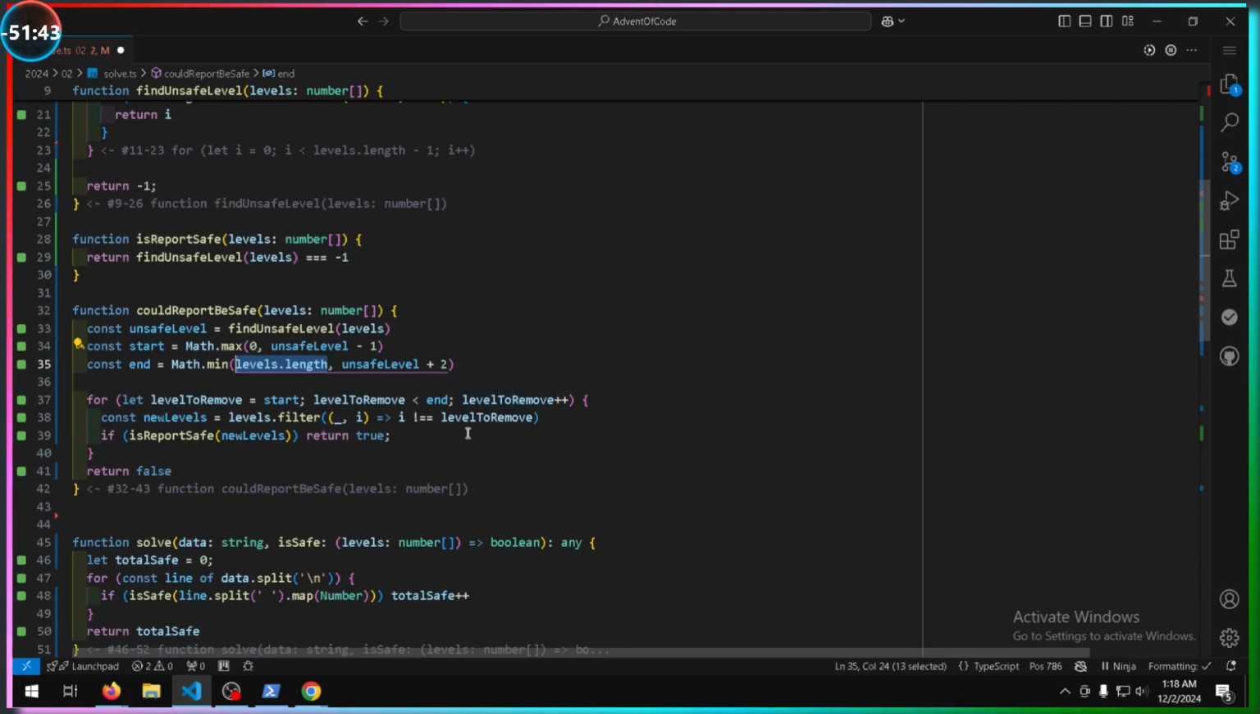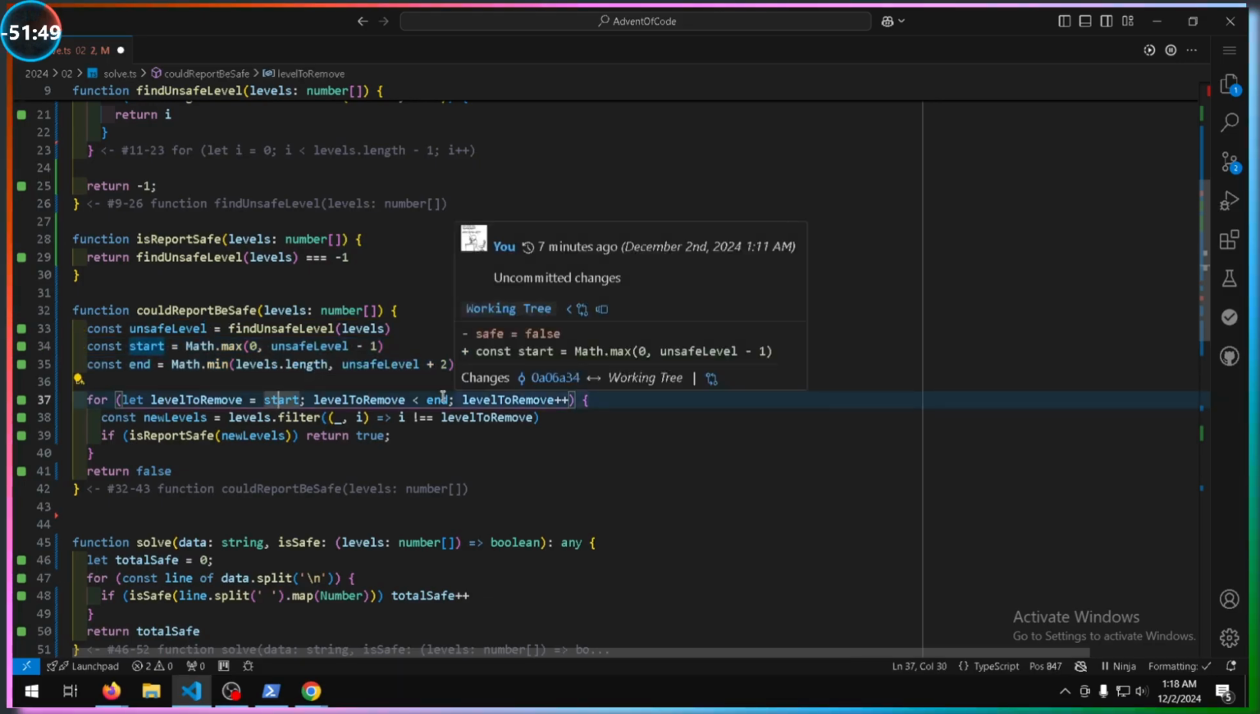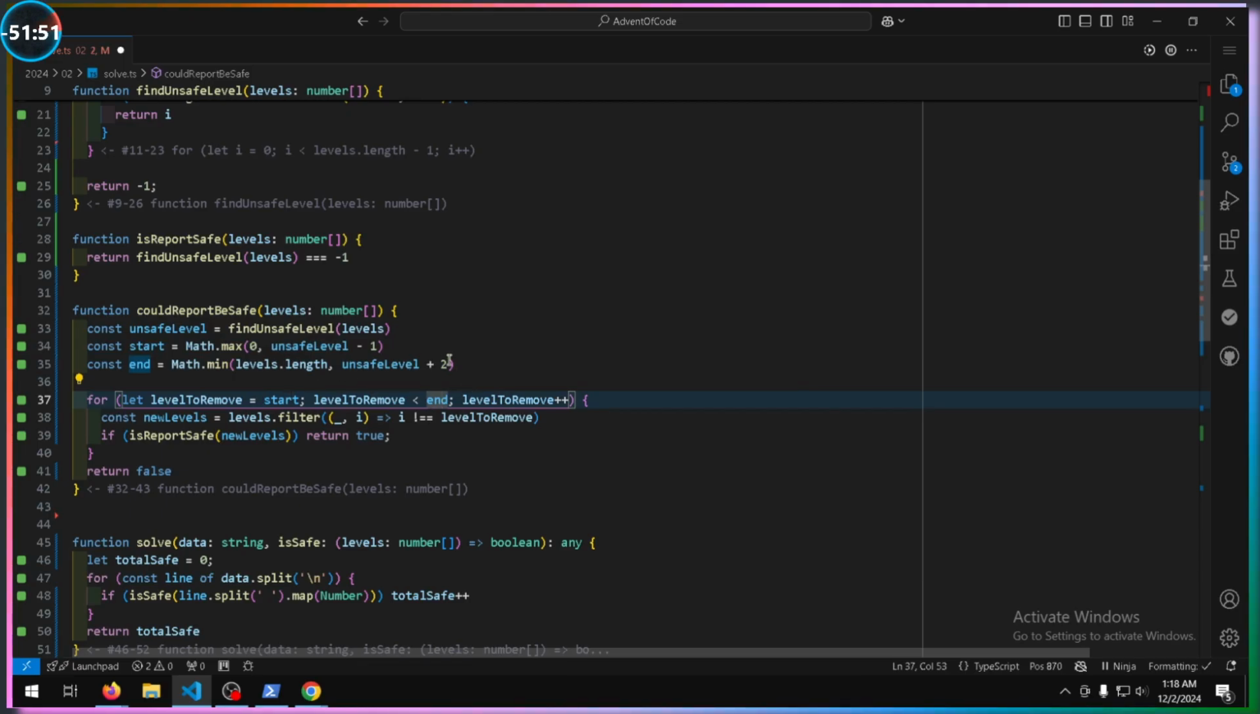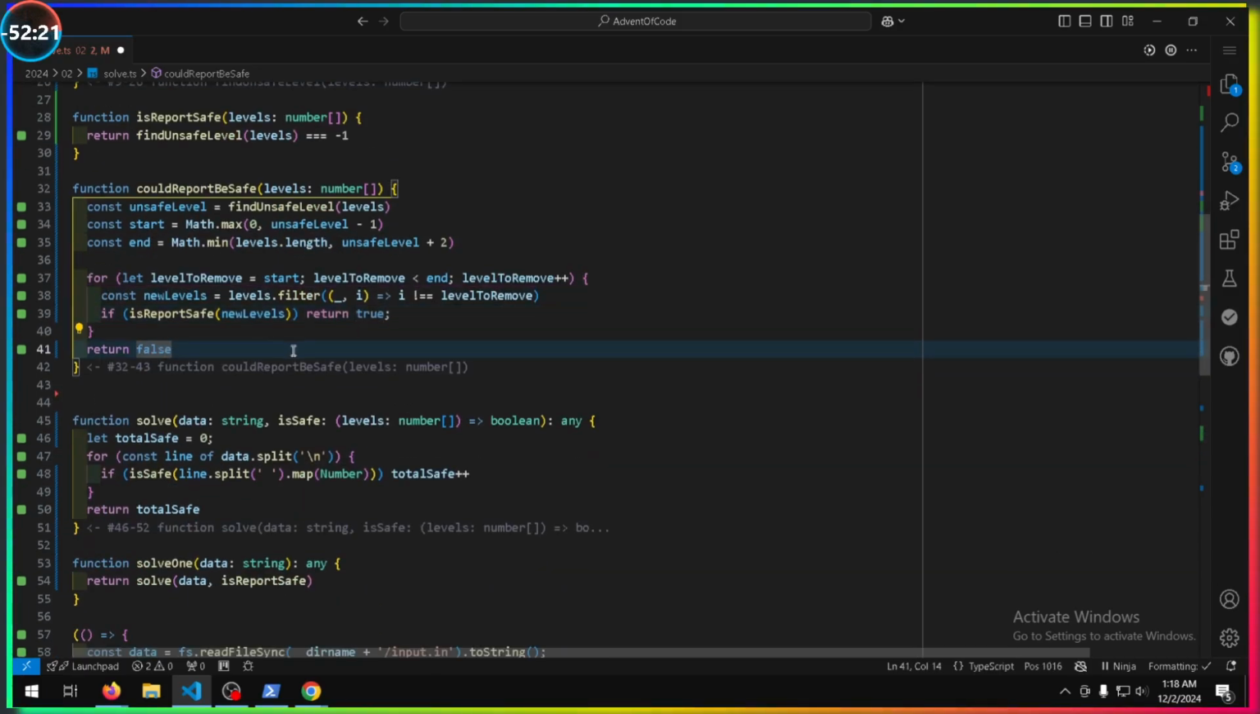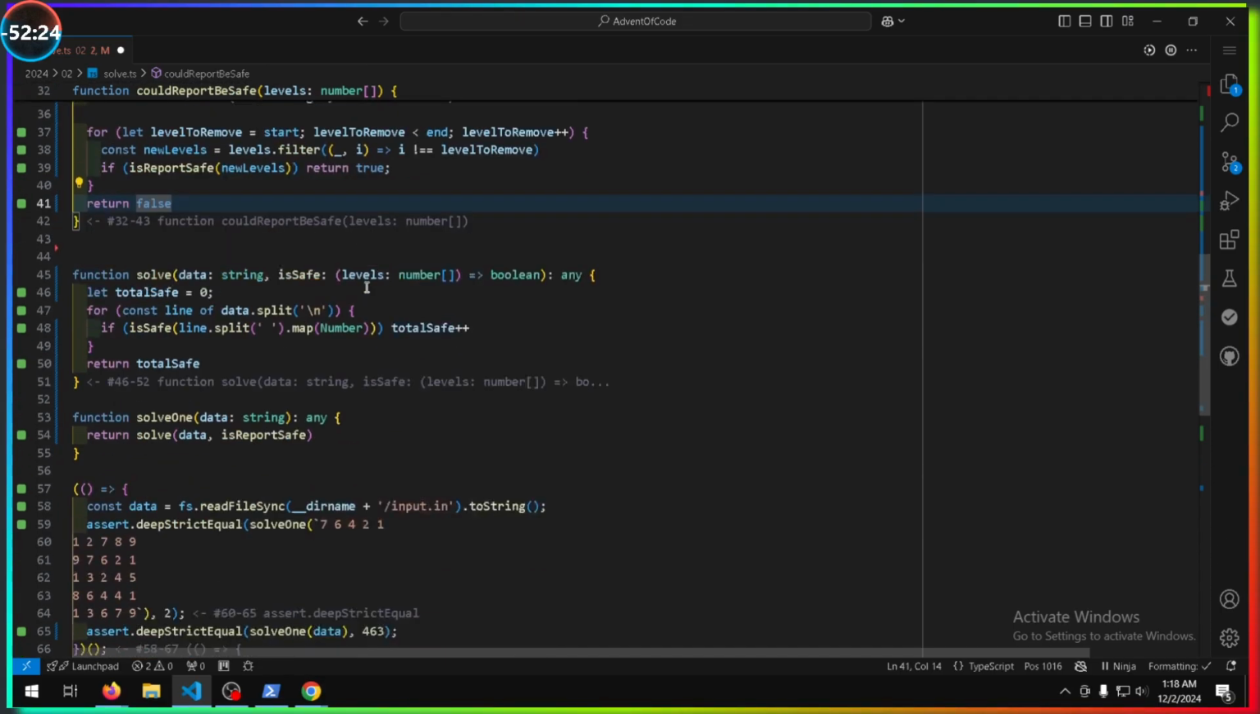And the rest of it is relatively straightforward. This was a bit mathy. The rest is just you start at the start, you end at the end -1. I really don't like that, but it's the way we generally do it in JavaScript. And then you generate all the new levels, which is the old levels, but get rid of the one that is at the index of level to remove. You check if those are safe. If so, congratulations. Your report could be safe. That's all we were looking for. Then you return true. If you were never able to find a level that you could remove to make it safe, you return false.